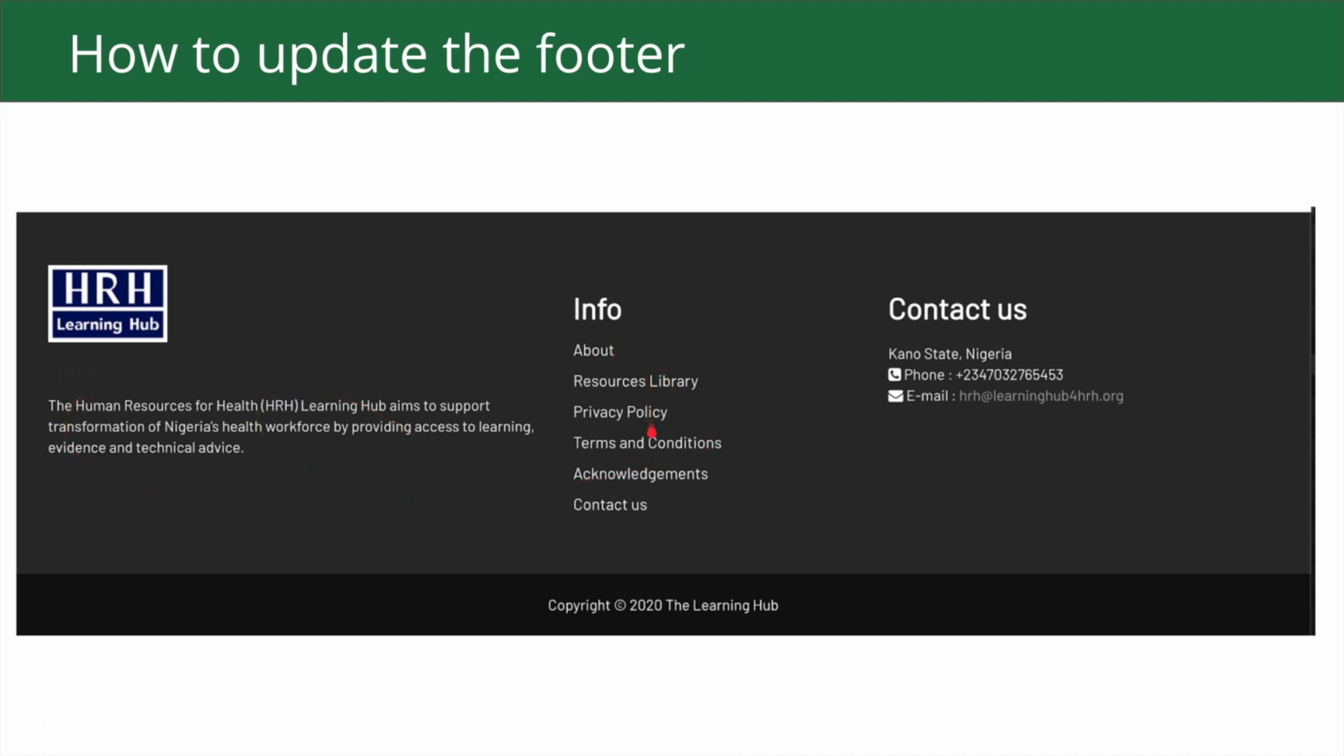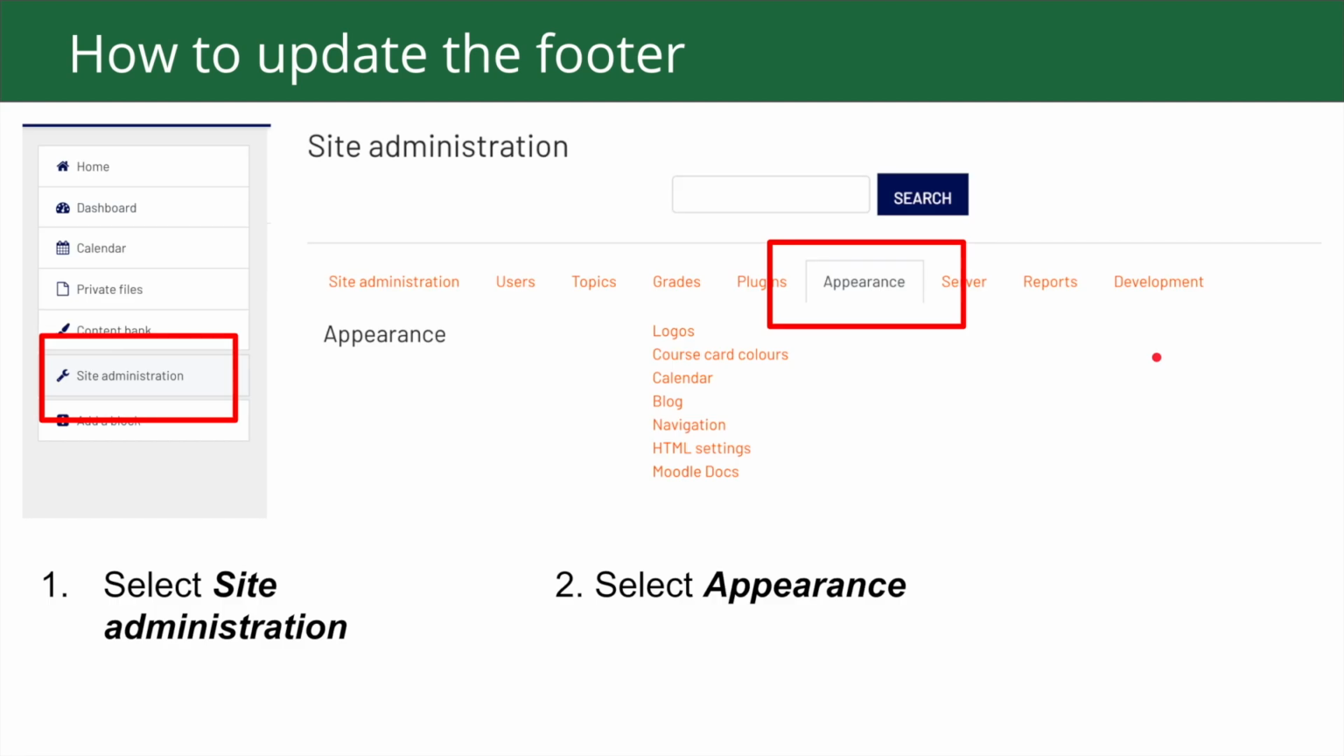Some of these links are not in the main menu because they are links that usually are in the footer, the bottom part of the page, since most users don't need them. Like terms and conditions, privacy policy, and acknowledgements. Some of them, like about, resources, library, and contact us, are also in the top menu. And then here are the contact details. So that's how you can change it.